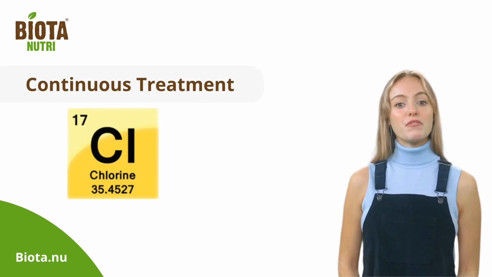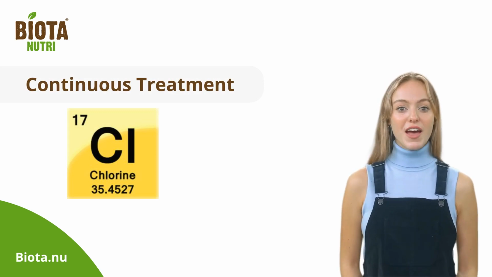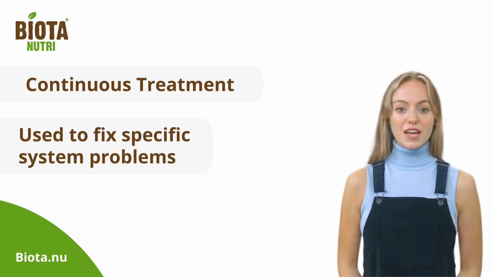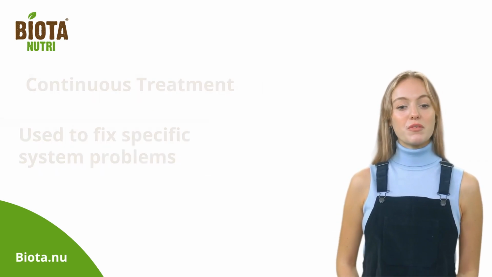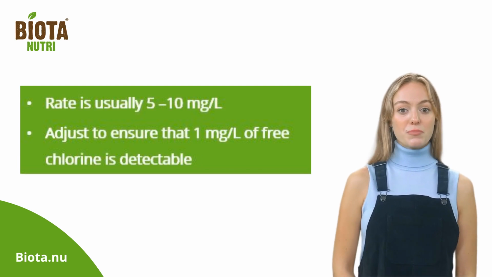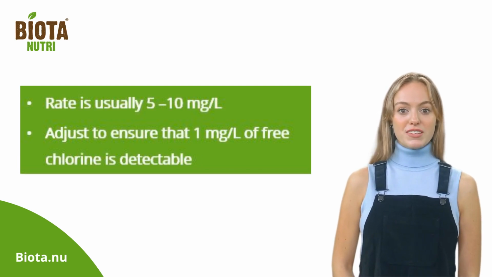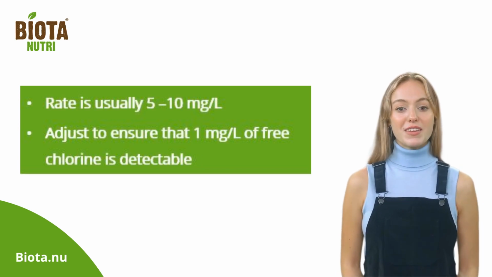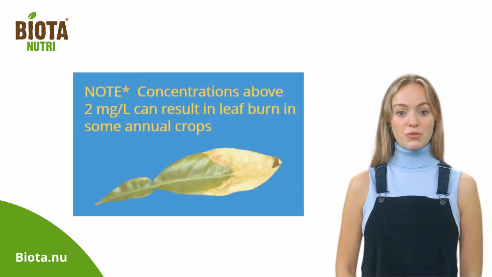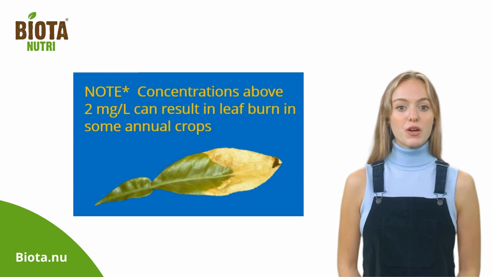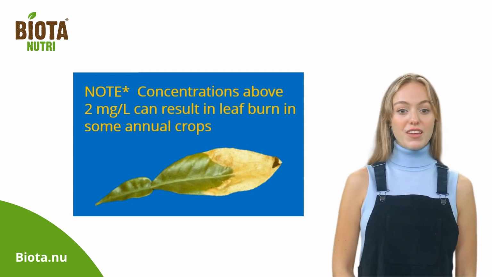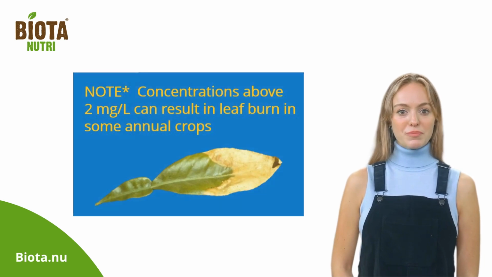Continuous treatment involves injecting chlorine during every irrigation and should only be used if extreme algae or bacterial problems exist. Usually 5 to 10 milligrams per liter is injected and adjusted so that 1 milligram per liter of free chlorine is detectable at the end of the system. Please note, concentrations above 2 milligrams per liter can result in phytotoxicity or leaf burn in some annual crops.